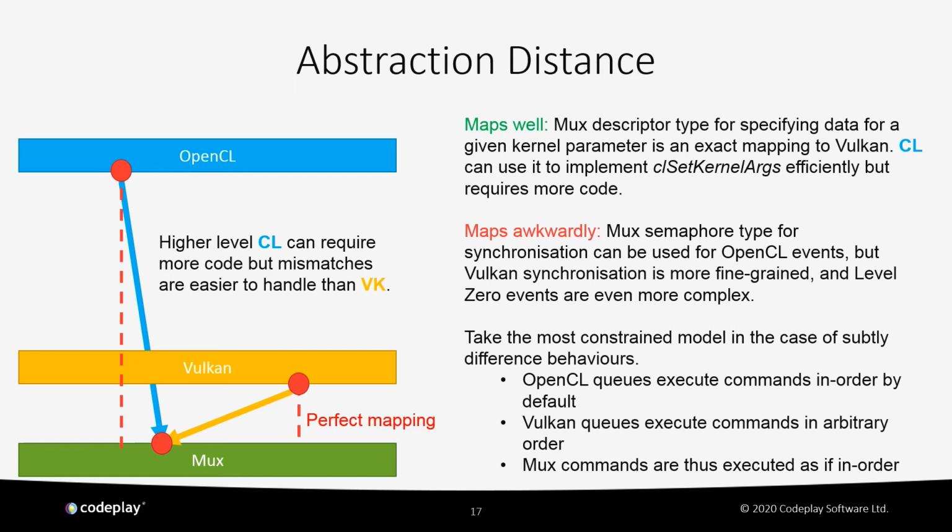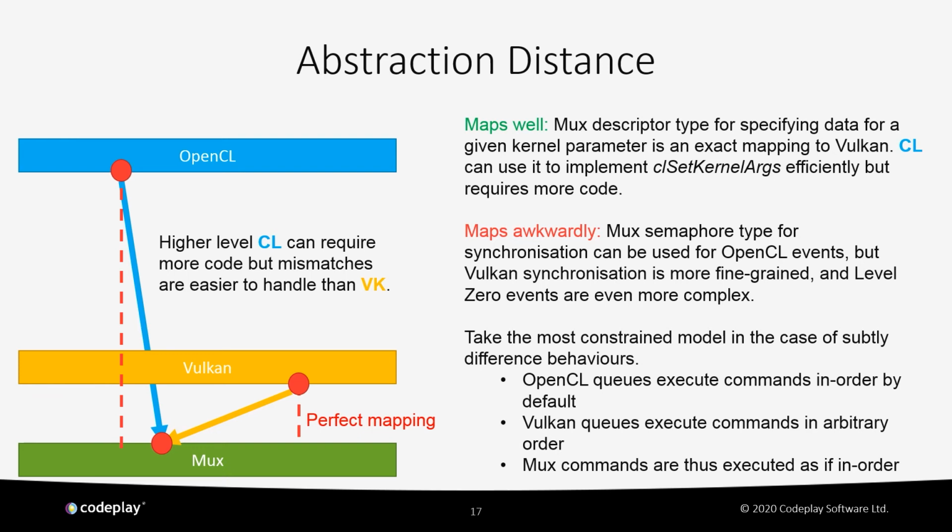An example of that is synchronization types. So in MUX we've got a semaphore type, which I'll talk about more in the next slide. And that's quite useful for OpenCL events, but Vulkan synchronization is much more fine-grained. There's several primitives that are being used. And Level 0 events for synchronization are even more complicated. They can work across multiple devices and even processes, I believe.